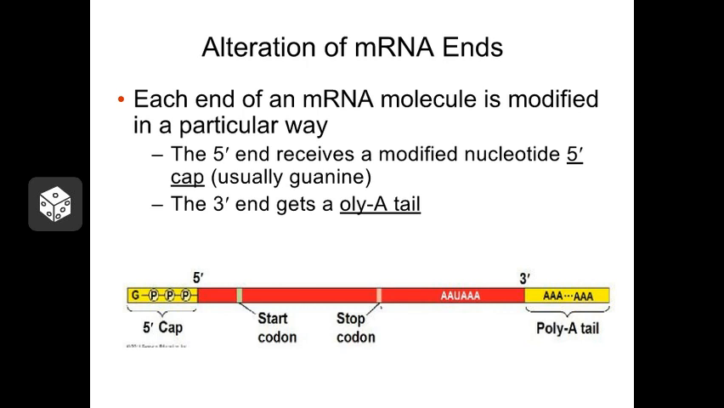Two different kinds of alterations are made. To the 5' end, a molecule known as GTP is added. GTP is a chemical cousin to ATP. It just has a guanine attached instead of an adenine. To the 3' end of the transcript, a long series of adenines will be added. This is known as a poly-A tail. And this should be poly-A tail, not ollie-A tail.